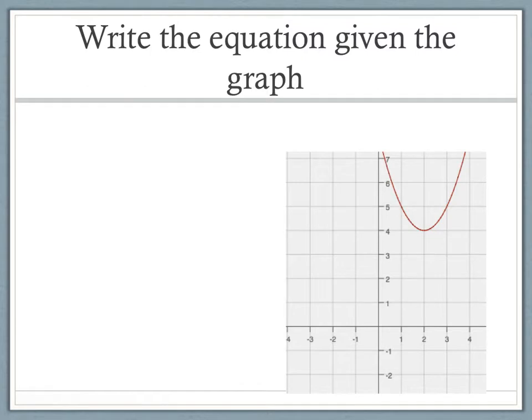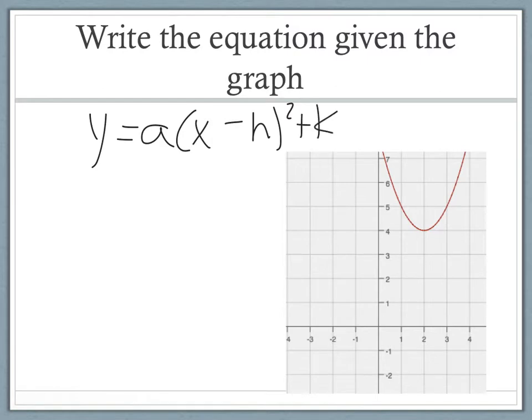Okay, so when it gives us the graph and it wants the equation, we're going to kind of work backwards. So we're going to use this basic equation: a times x minus h squared plus k. All right. So when we take a look, our vertex is our h, k. So that's something that can help us, is that the vertex is just h, k. So the vertex of this graph is over 2, up 4. So it's 2, 4, that point.